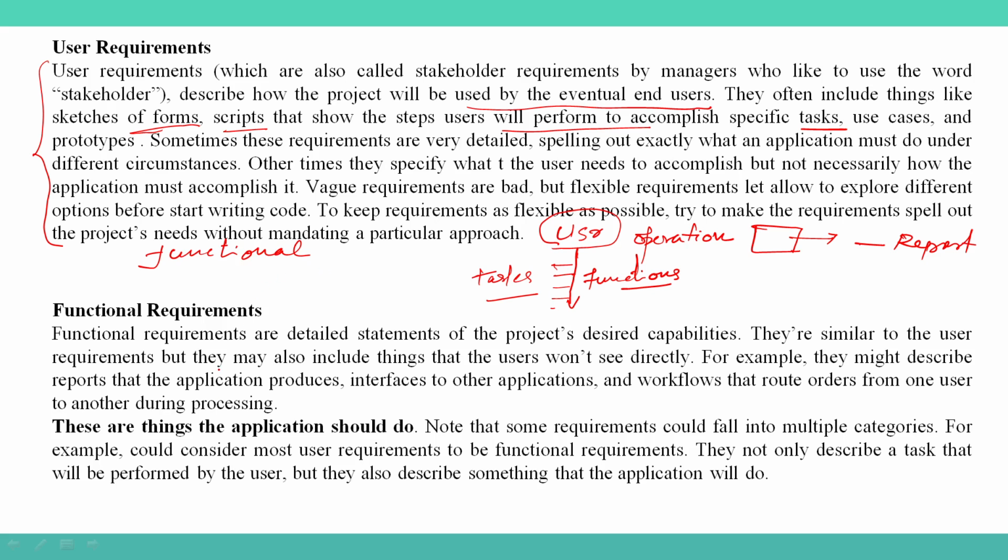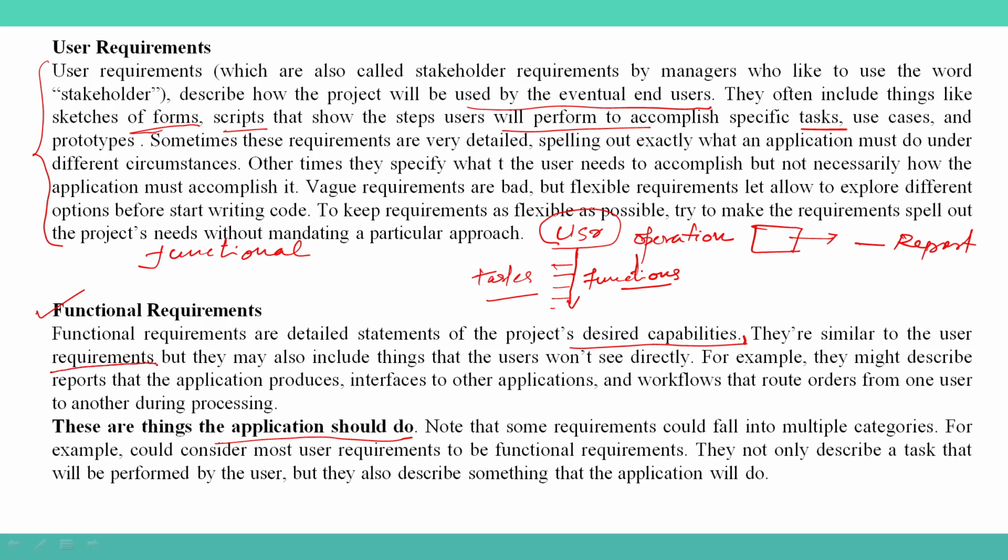Then next is the functional requirements. These are the actual requirements that the system requires. That is, these are things the application should do. What the system should do will be specified in the functional requirements. Functional requirements are a detailed statement of the project's desired capabilities. They are similar to user requirements. This is what I told first.